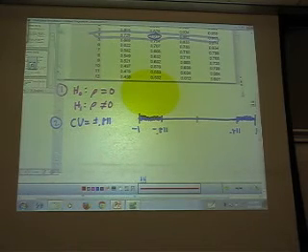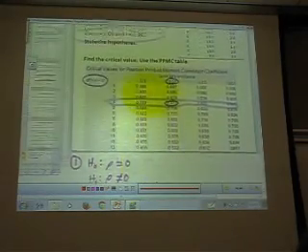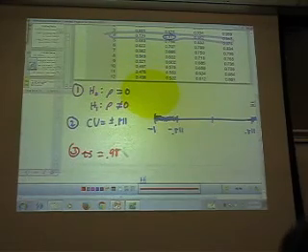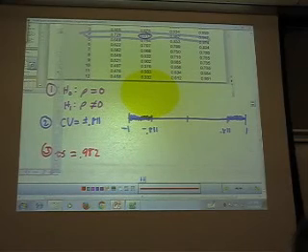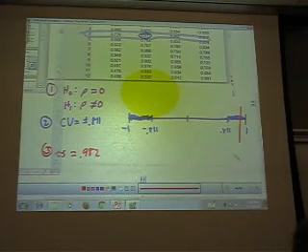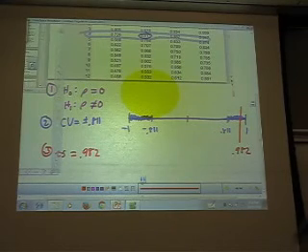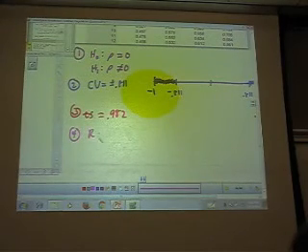Step 3, find my test stat. I've already given it to you in this problem. It's 0.982. Where does 0.982 go, guys? Way over here, between 0.811 and 1. Everybody follow that? Am I going to reject? Is it in the rejection region? Yes. So we're going to reject H naught.